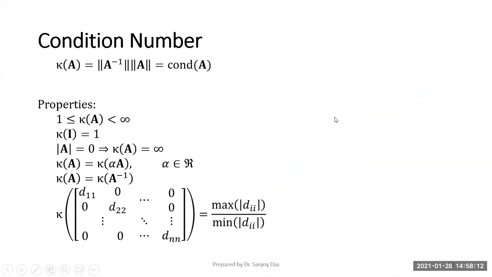Okay, so the next topic is condition number of a matrix. Now, informally, the condition number of a matrix tells you how good the matrix is. A is a square matrix. We will follow both notations: kappa of A will denote the condition number, or we will write COND of A, depending on our convenience. The condition number of A is defined as the norm of A inverse times the norm of A.